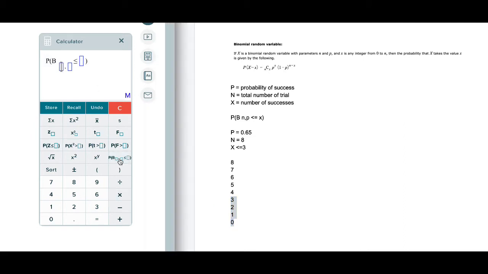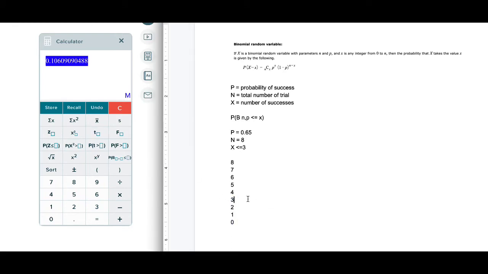So we come over here and we hit the button. As I said before, the N is the first thing we put, which is 8. Our probability goes next with the 0.65. And then since this one's already less than or equal to, and we are looking for less than or equal to, we don't have to change anything. We just put 3, press enter, and get our answer.